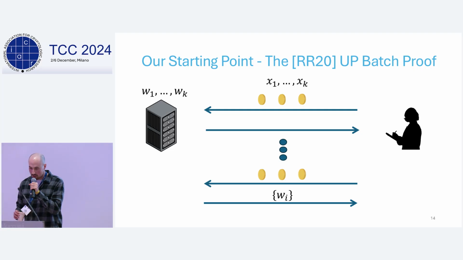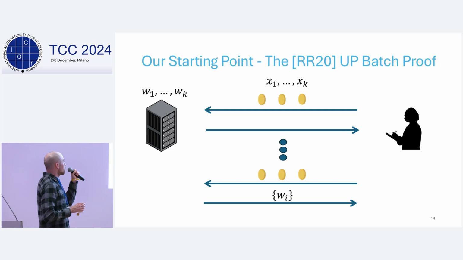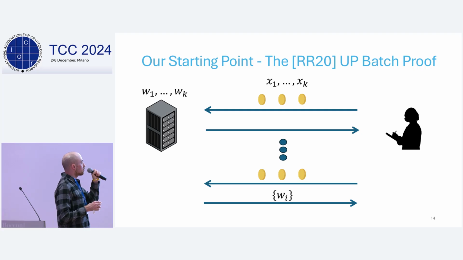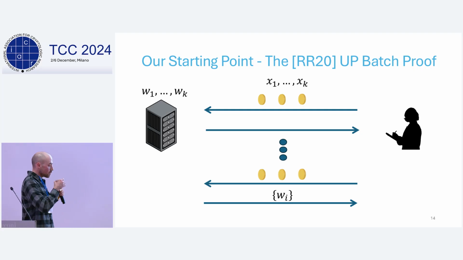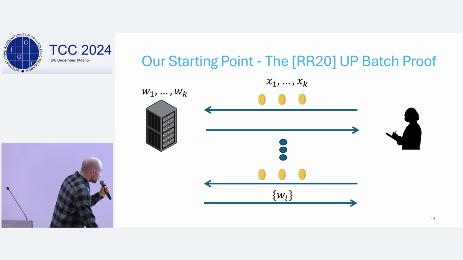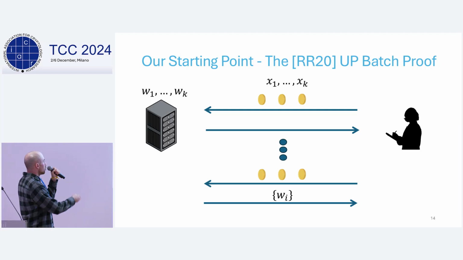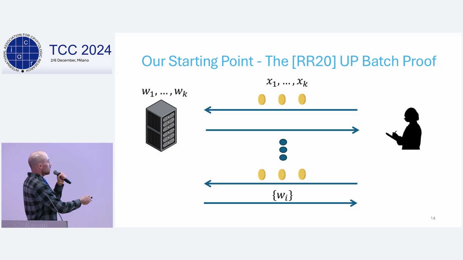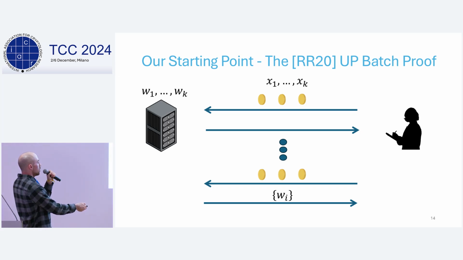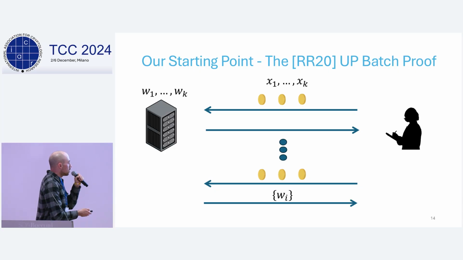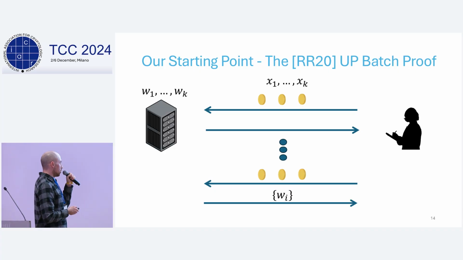Okay, so I'll get to a technical review, though we don't have much time. So we start with the RR20 UP batch proof. Essentially, the prover, given the k witnesses, runs in polynomial time. This happens to be a public coin proof, so the verifier's messages are just random coin tosses. And we can clearly see that this is not zero knowledge because some property of their proof is that at the end, some witnesses are sent in the clear. We would like to convert this protocol to be zero knowledge without blowing up the communication complexity.